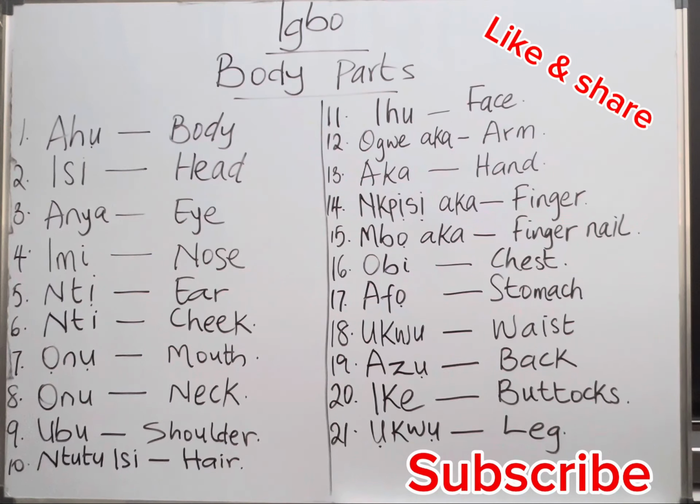We have number 7, ọnụ. Ọnụ is the mouth. We have number 8, onu. Onu is the neck. Here also we have the same spellings but different pronunciations and different meanings. Ọnụ is the mouth and then onu is the neck.